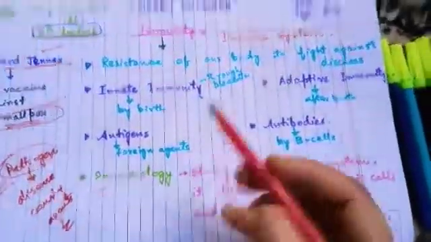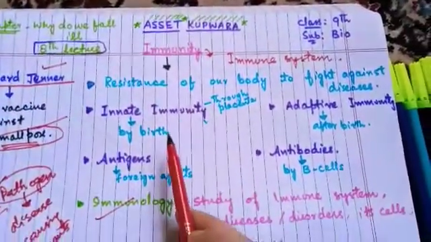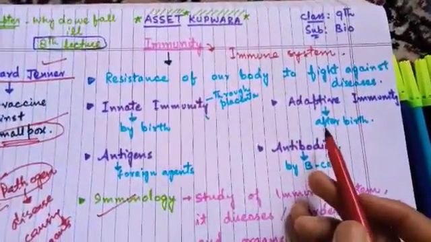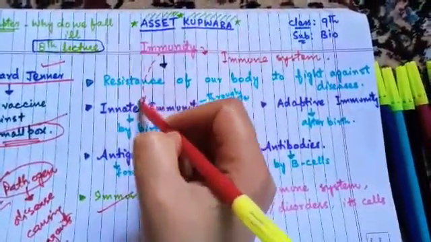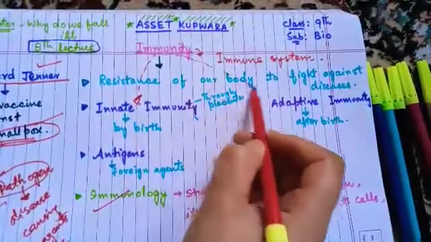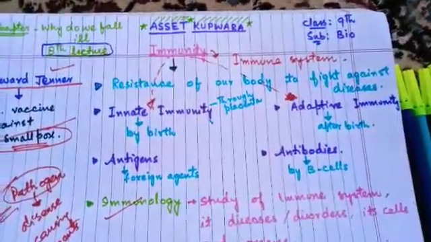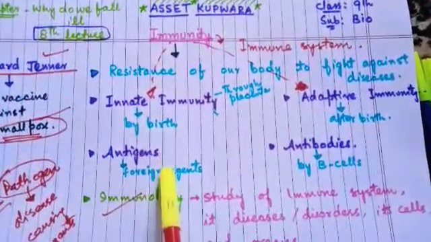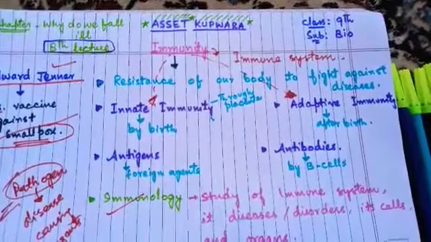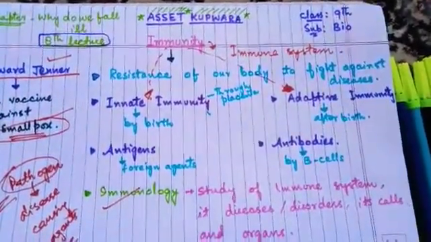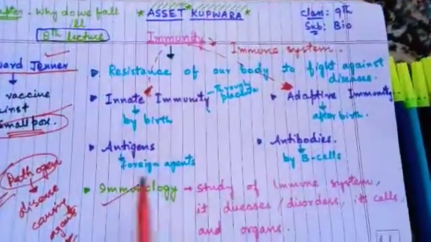So now, immunity is of two types: innate immunity and adaptive immunity. About innate immunity, I have given a separate lecture on this topic. Now you will understand here the introduction of innate immunity and adaptive immunity.